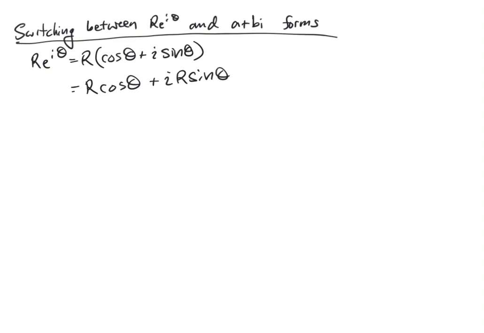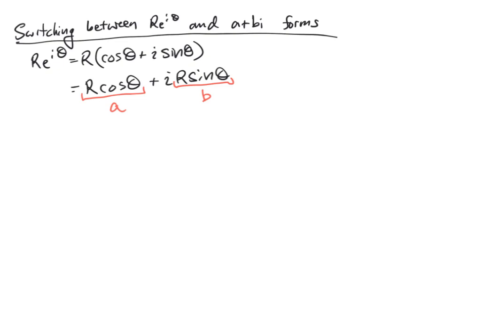And here we can call this A, and we can call this B. So it's very easy, actually, to go from the exponential form to A plus BI. All I do is I take r times cosine of theta, and that's my real term, and I take r times sine of theta, and that's my imaginary term. And if I know what this angle is, I can compute what these are. So that's actually quite nice.